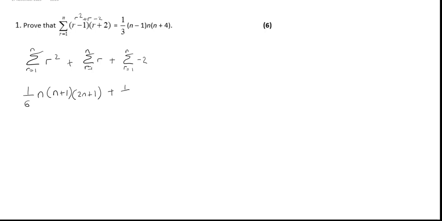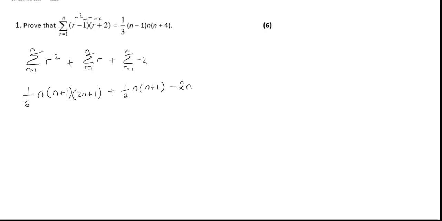This isn't in the formula book, and so you're going to need to know that the sum of r is a half of n (n plus 1), and the sum of minus 2, n times, so it's going to be minus 2 times n.